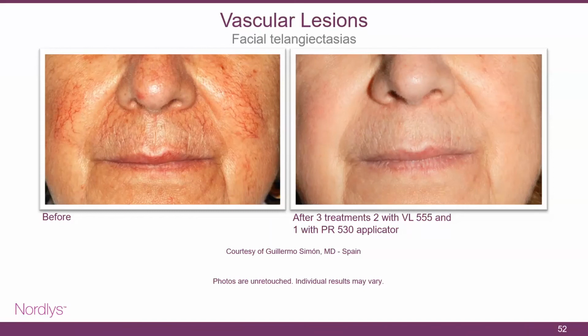Again, a combination of using the 555 and the 530, because we have some very superficial vessels here and we've got some slightly deeper vessels here. And if you have both of these handpieces connected to the system, it's very quick and very easy to switch between the two during a single treatment.